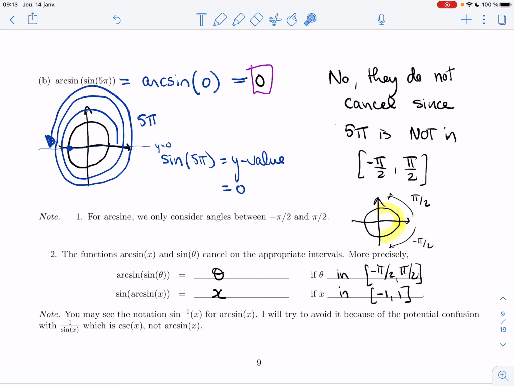All right, a third note. You may see the notation sine to the minus 1 for arcsine. So the inverse function, we use minus 1, so they use minus 1 here. I'll try to avoid it because I find it often is confused with 1 over sine, because we put exponents in the same place, but 1 over sine is cosecant, and it's a different function from arcsine. All right, so I'll use arcsine, but be aware if you see somewhere else sine to the negative 1, they actually mean arcsine, not cosecant.